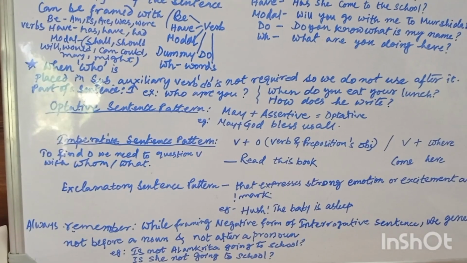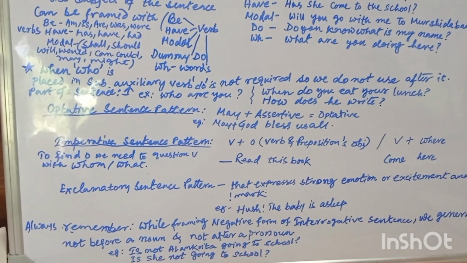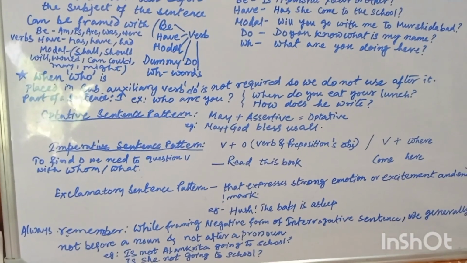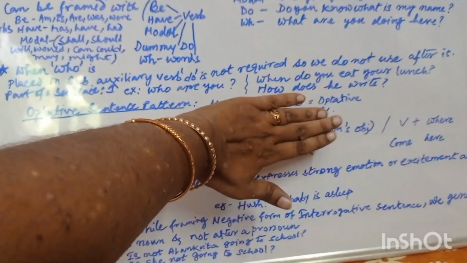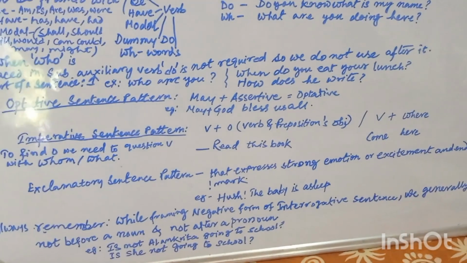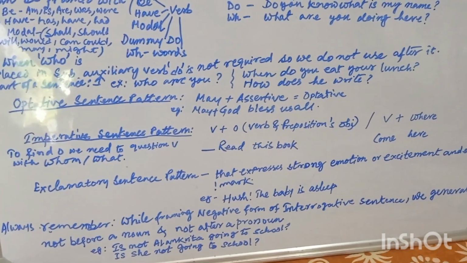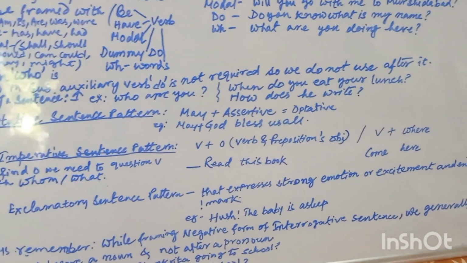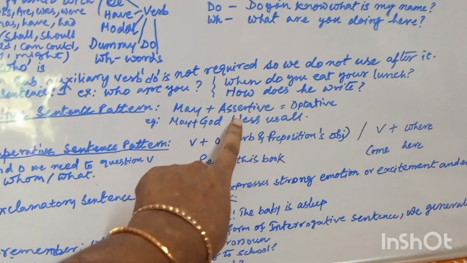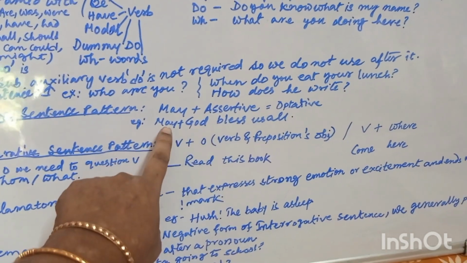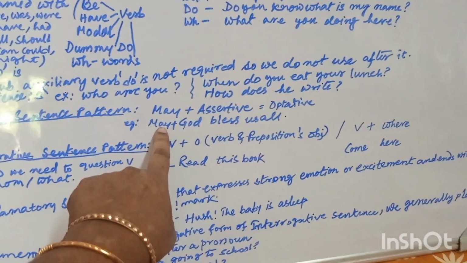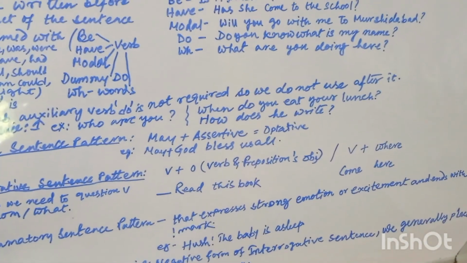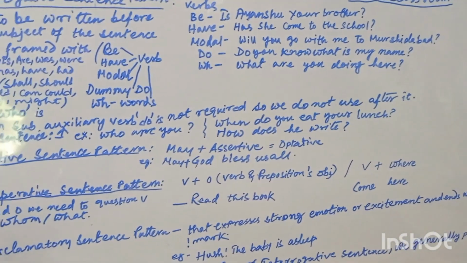The optative sentence pattern goes like this: may plus any assertive sentence. Suppose if I cover this part, God bless us all, then this part is the assertive part, and now I am only using may just before the assertive sentence, God bless us all. So I have written here may plus God bless us all. Then it becomes an optative sentence. So this is the optative sentence pattern.